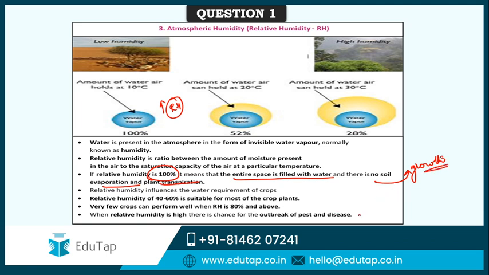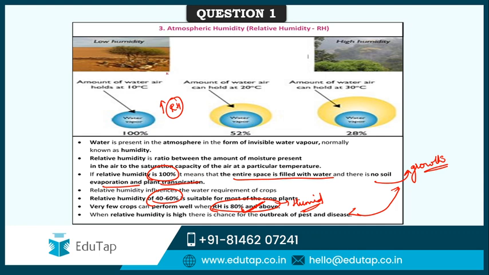Also with high relative humidity, there is always a high chance of pests and diseases. Very few crops can perform well when RH is 80% and above. Generally those are in humid regions, where orchids or some other types of small plants can thrive well. But otherwise, field crops generally require relative humidity of 40 to 60%.